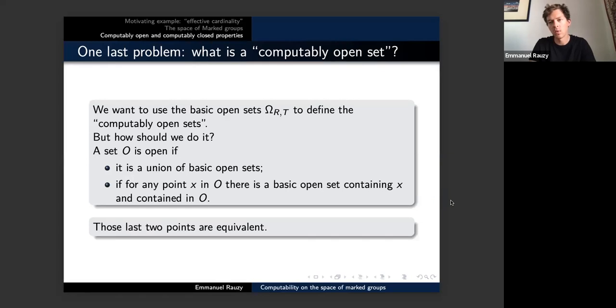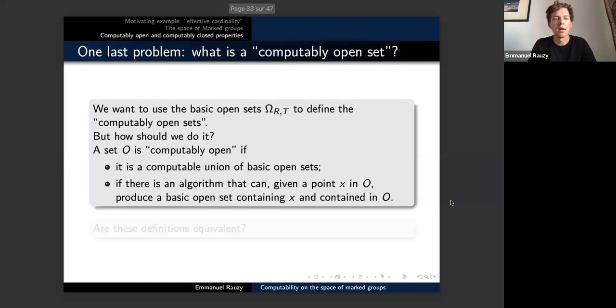So now we'll do this with computability theory, and we'll copy and paste this, adding "computable" everywhere. You say that a set is computably open if it is a computable union of basic open sets. Or you can say that it is computably open if there is an algorithm that, given as input a point in your set, outputs a basic open set which contains this point, and which testifies that this point is indeed inside of the set you consider.